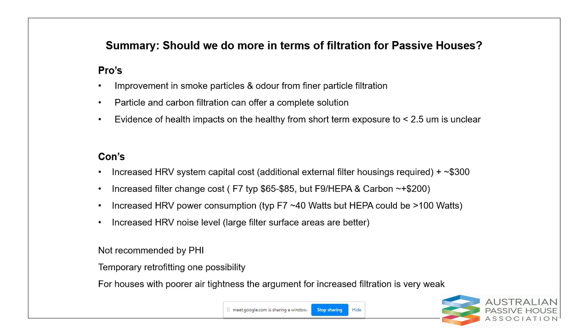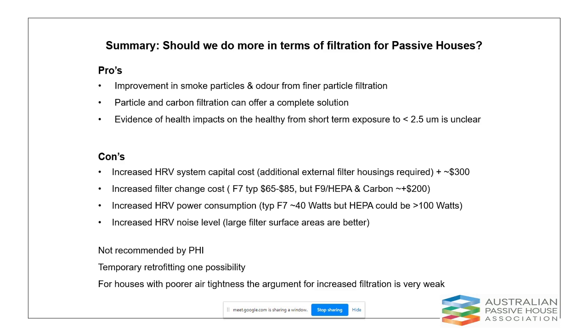The downsides of going for some additional filtration are obviously some capital costs, and I'd expect adding an additional filter housing and so forth is going to set you back $300 without much trouble in your system setup. You've got some increased filter change costs. Instead of being at that $65 to $85 for a set of F7s, you might be up around a couple of $100, and they could last you, depending on your outside environment, at a maximum of 6 months, I'd suggest, probably less than that. Then there's increased HRV power consumption. These finer filters obviously require a fair bit more fan power to drive the same volume of air through.